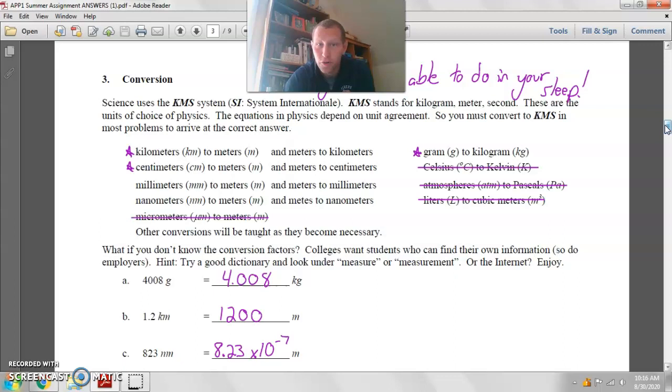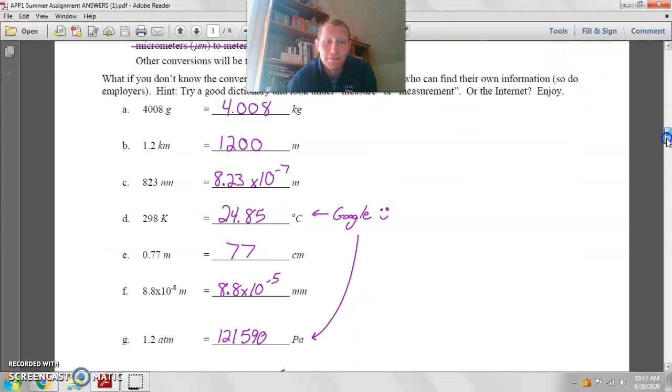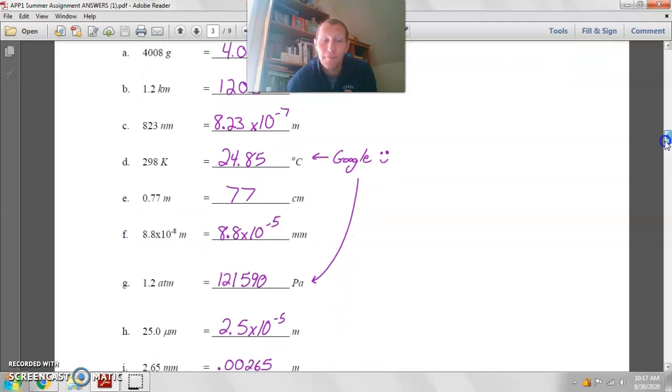And then grams to kilograms. In physics, we use kilograms for everything when we're dealing with mass, not grams. So just be aware of that. Any other conversion, I would expect you to look it up. So they walk through grams, kilograms, kilometers to meters, nanometers to meters. We will deal with nanometers when we deal with our wave unit, so just heads up.